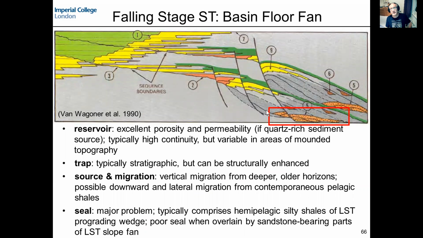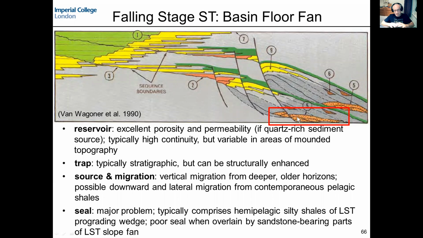So let's start off with the falling stage systems tract. So remember, that's characterised by development of an unconformity on the shelf, bypass of sediment down the slope, and deposition of sandy basin floor fans. So these basin floor fans can have excellent porosity and permeability. That obviously depends on exactly what the composition of the sand is, where it's coming from. So assuming here we're dealing with quartz-rich sand. These basin floor fans have a high lateral continuity.